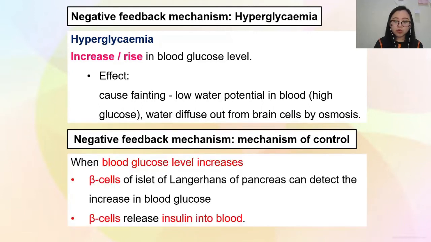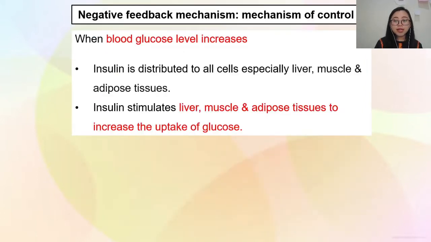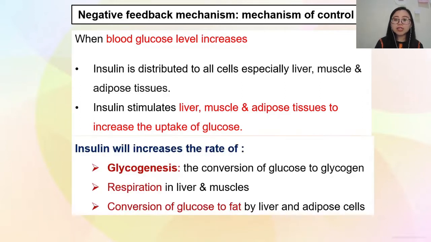So, the mechanism of control, you can start by saying that when blood glucose level increases, the beta cells of islet of Langerhans of pancreas can detect the increase in blood glucose. The beta cells will then release insulin into blood. Insulin is distributed to all cells, especially the liver, muscle, and adipose tissues. The insulin stimulates the liver, muscle, and adipose tissues to increase the uptake of glucose. Insulin will increase the rate of glycogenesis, which is the conversion of glucose to glycogen, and respiration in liver and muscles, and conversion of glucose to fat by liver and adipose cells.